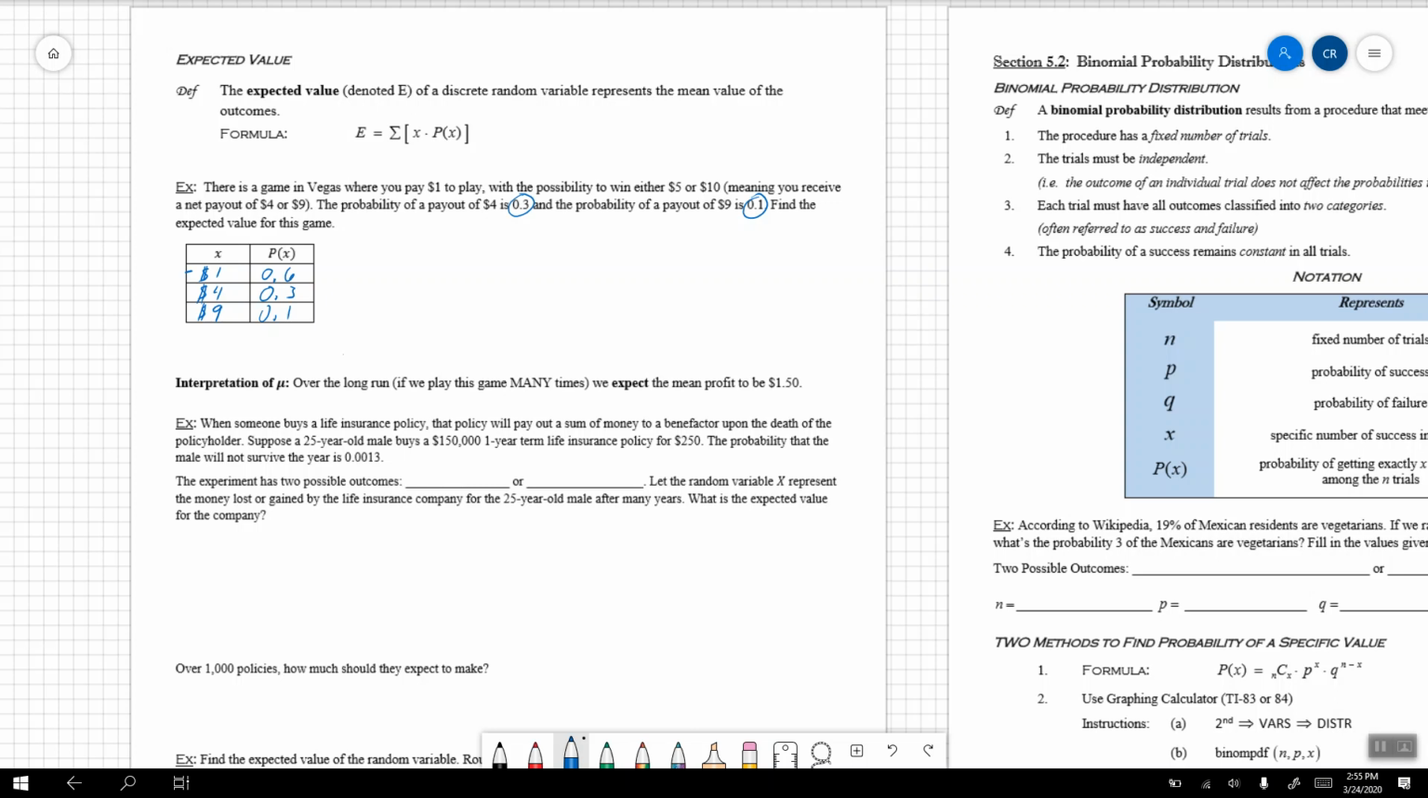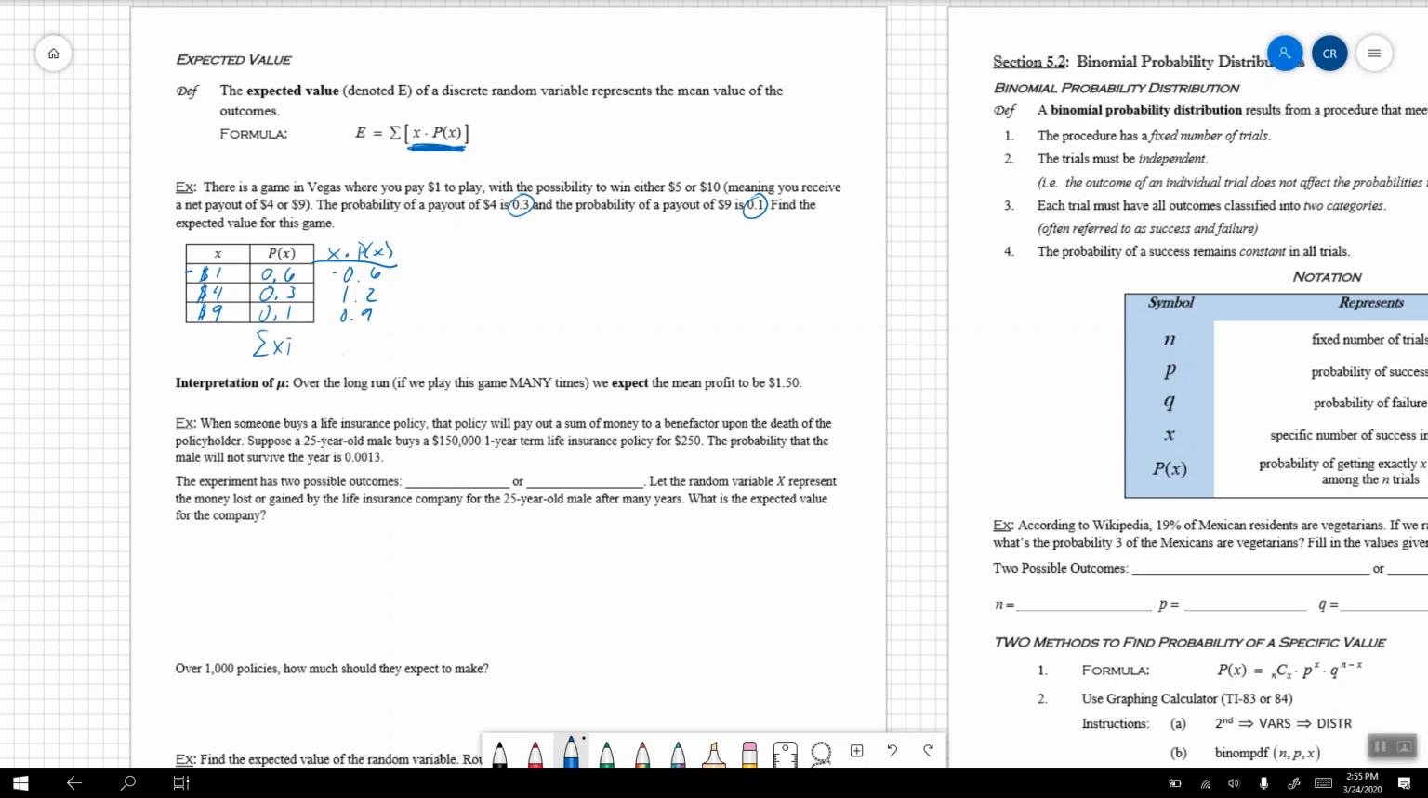Now, we then need to find what this expected value is. In order to figure that out, we need to figure out the product of these two, in other words, their multiplication. So x times p of x. Multiplying this is going to be negative 1 times 0.6. That's going to be negative 0.6. We're going to multiply 4 times 0.3. That's going to be 1.2. We're going to multiply 9 times 0.1. That's going to be 0.9. We're going to add this up.